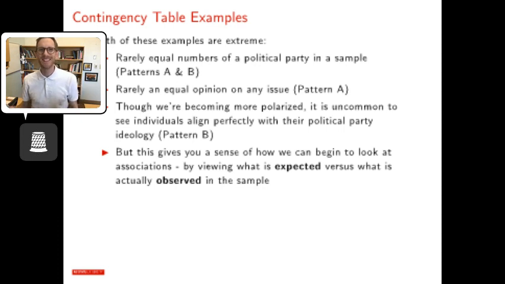But the idea is that both of these give you a sense of how we can begin to look at these associations by thinking about what my expectations are, based on some theory or some underlying construct, versus what is actually observed in the sample. And that's how we think about doing hypothesis testing for chi-square tables.